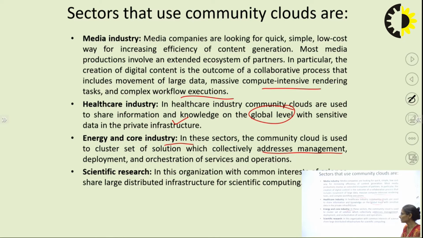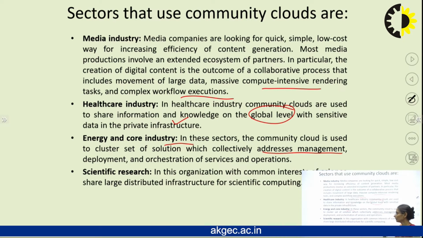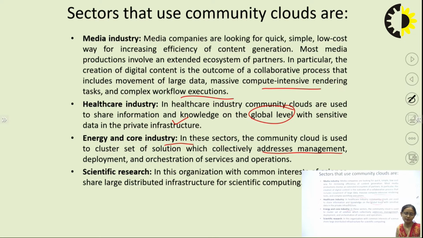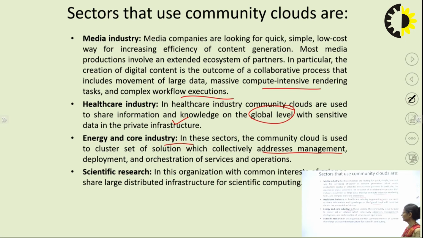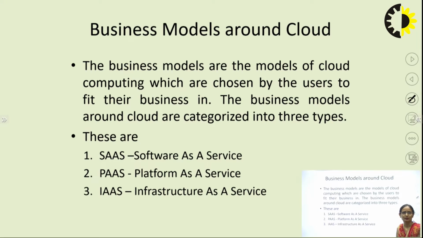Then scientific research. In this, organizations with a common interest in science share large distributed infrastructure for scientific computing. For example, at the time of COVID, several organizations or the pharmaceutical companies were developing a COVID vaccine. So in that case, for this particular research, they came over to the community cloud.